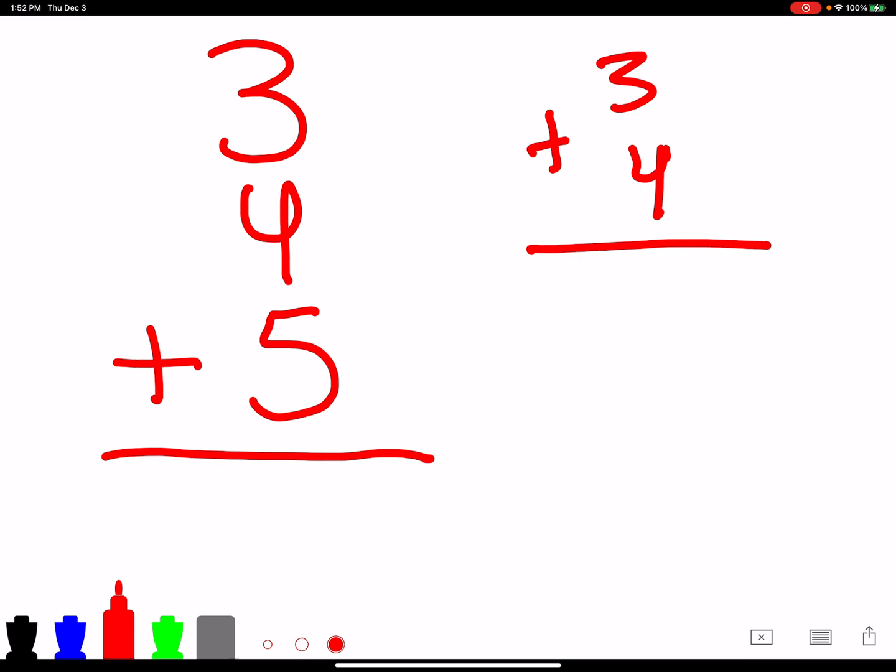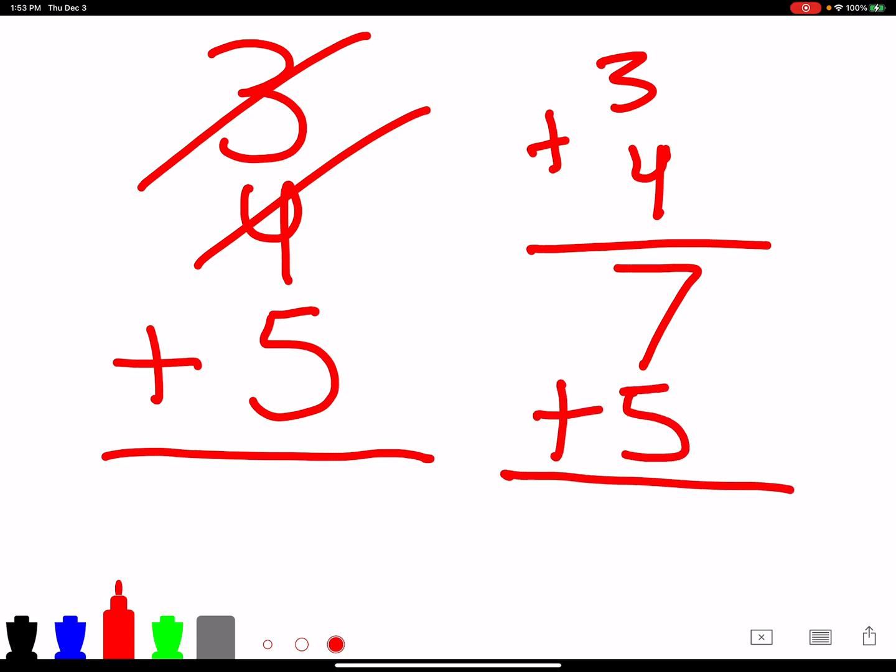We can count from our numbers. So if we hold up our 4 on the hands and then we count up 3 more times with our fingers, so we have 5, 6, 7. We counted 3 more times and we got 7. So we added 3 and 4. Now let's add 5 because we can't forget about our other number. So now we have 7 plus 5.